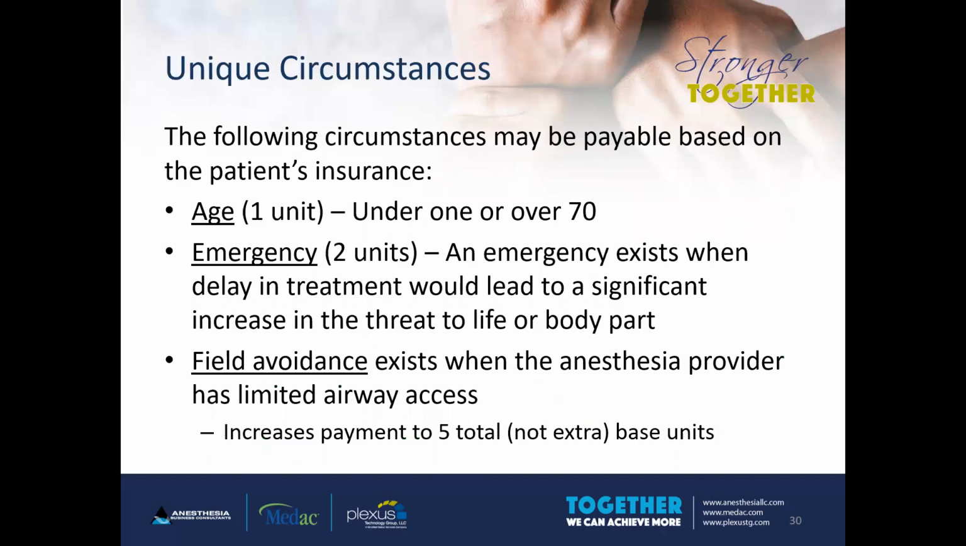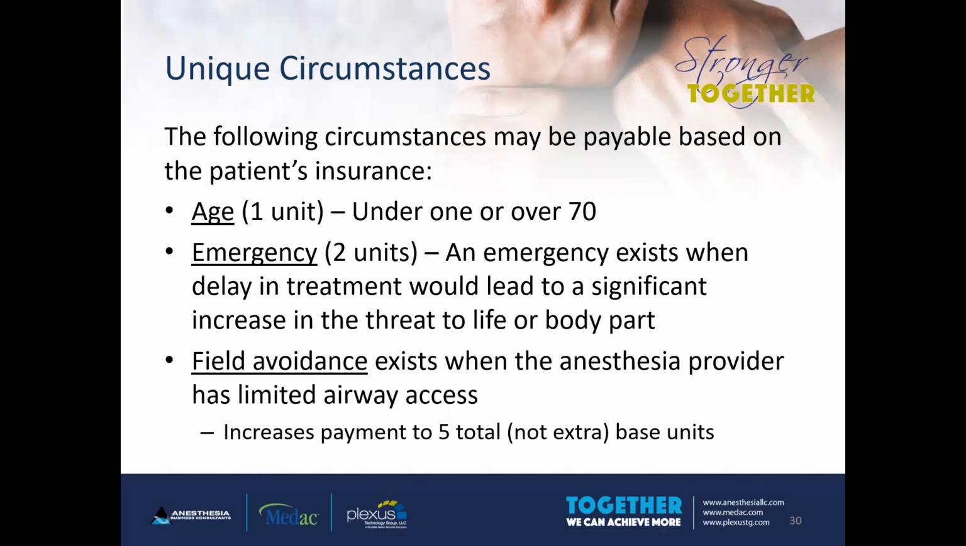Now, for unique circumstances, they can be paid additional units on the claim form. At least some payers will do this for you. For instance, some payers will pay an additional unit if the patient is under 1 year old or over 70. Some will pay you 2 units if it's an emergency. And of course, you need to document what the emergency was, remembering that it exists when there is a delay in treatment that could lead to a significant increase in the threat to life or limb. So you want to jump on that quickly so there is no such delay. That's an emergency. Document those circumstances. Some payers will pay you extra for that.